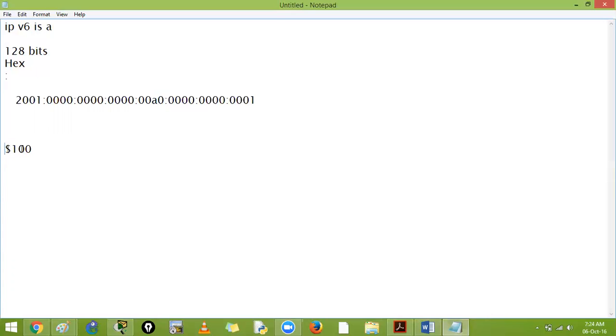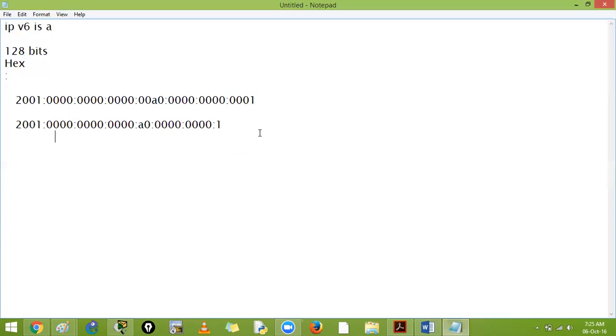So how will you write this number? You will write it like this: 2001:0000:0000:0000:A0:0000:0000:0001. And here you can also omit these because these are preceding zeros. The preceding zeros can be omitted.